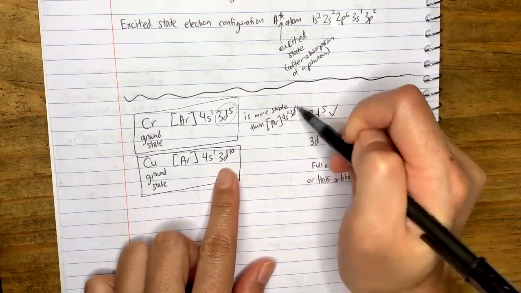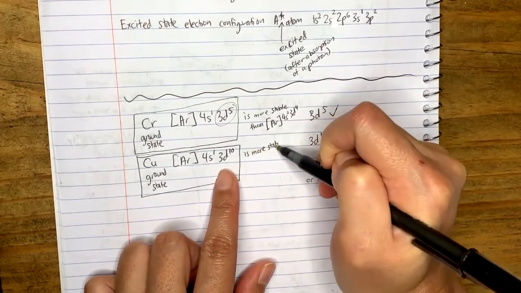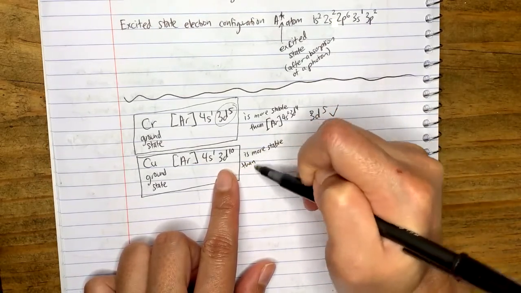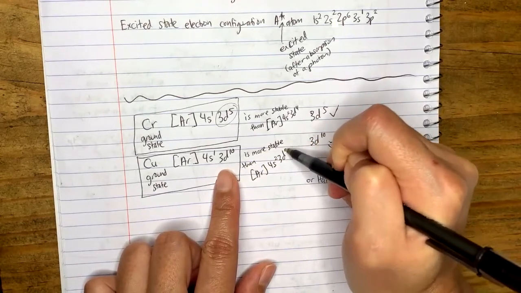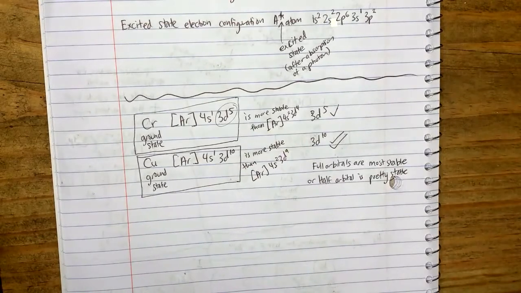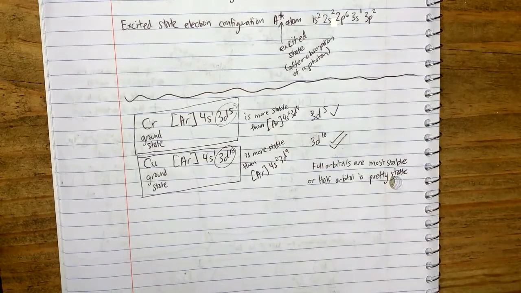Okay, so the other option you would have seen, [Ar] 4s2 3d9, is less stable than the 3d10, because it's so close to that stability of 3d10 right there.